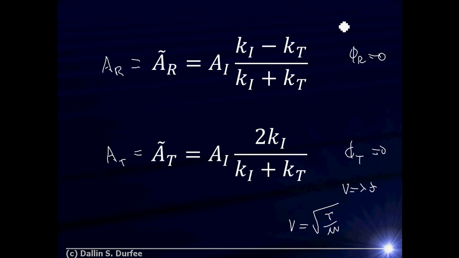When I go to a wall, I'm supposed to get the same wave back with the same amplitude, but upside down. That's exactly what I get.